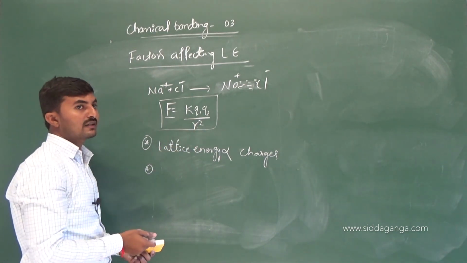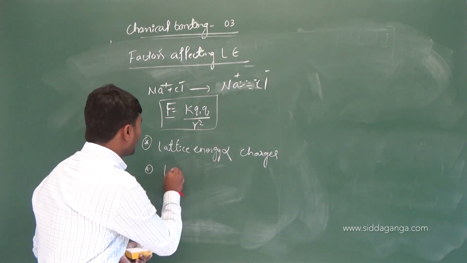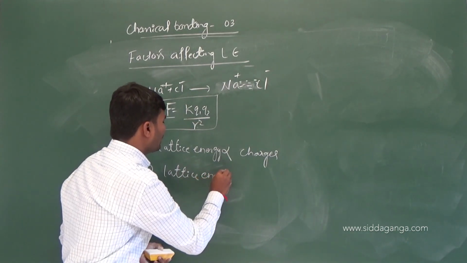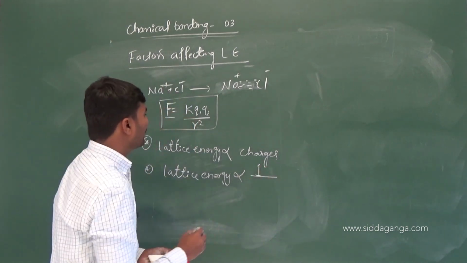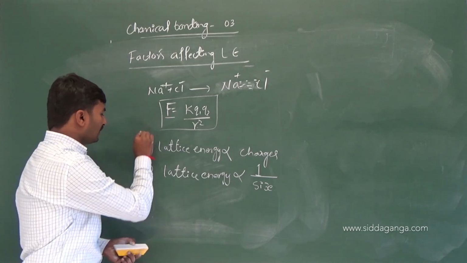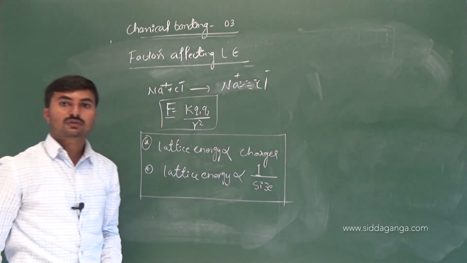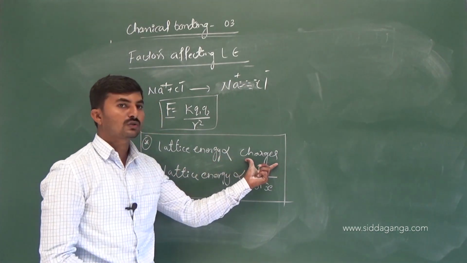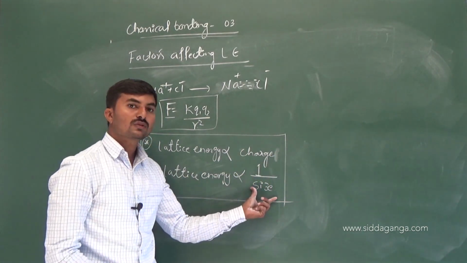R means distance, or we can consider size. Lattice energy is inversely proportional to size. These two things you must remember. Lattice energy is directly proportional to charge and it is inversely proportional to size.